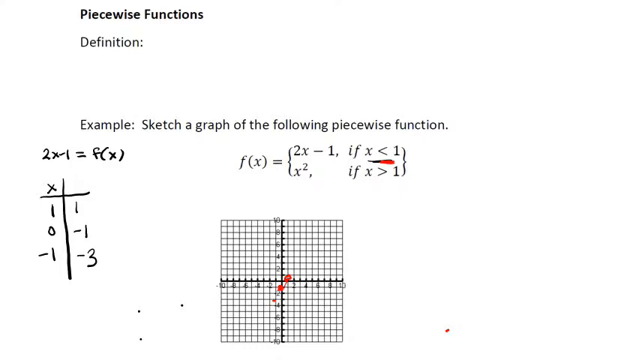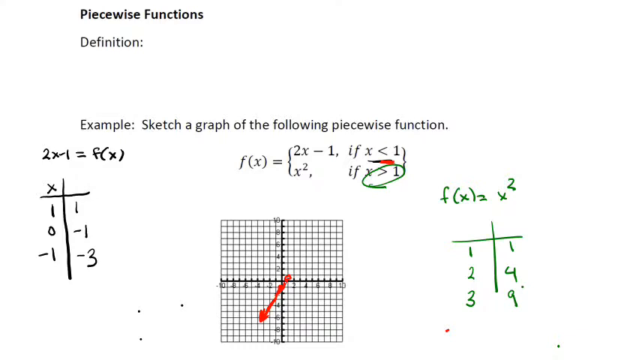And then I know that's supposed to be a line, so I'm just going to connect the dots there. And there's that function. Now I'm going to do the quadratic function. So f of x equals x squared. This tells me to choose x values that are greater than 1. Again, I'm going to start with 1, 2, 3: 1, 4, 9. And then I'm just going to plot these points.